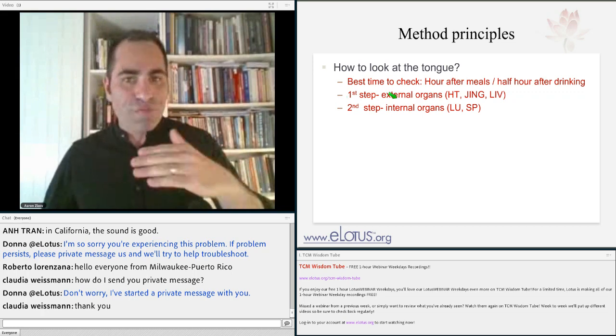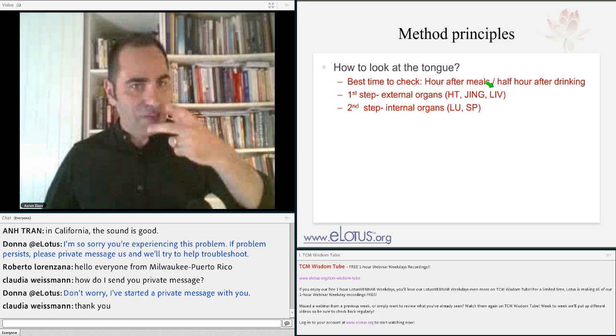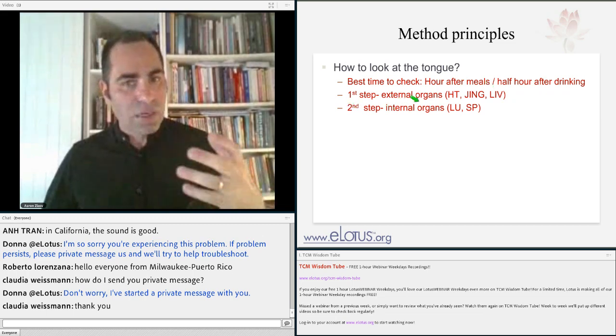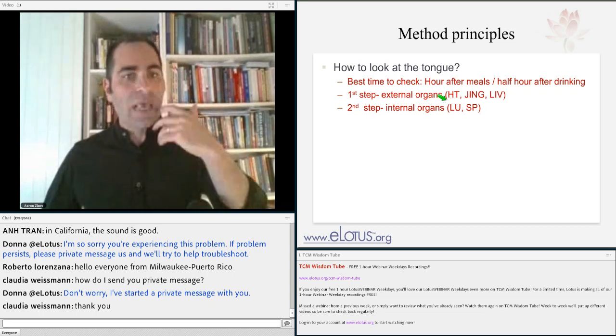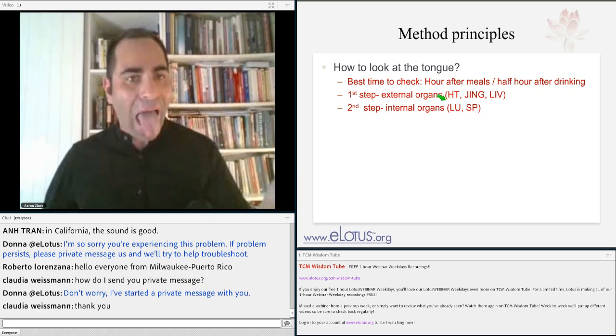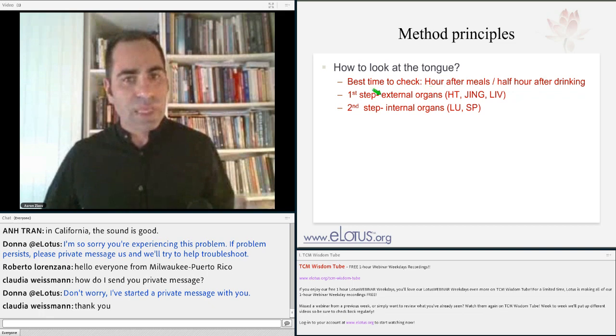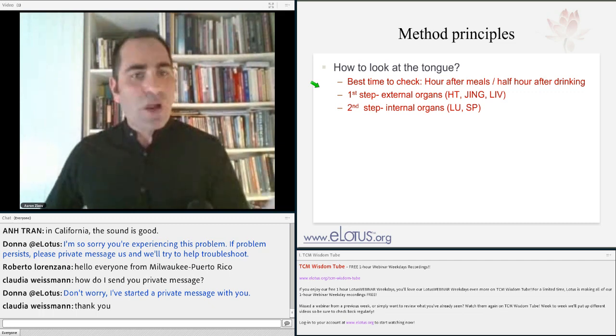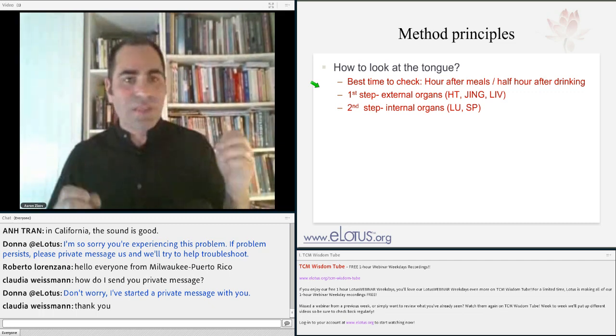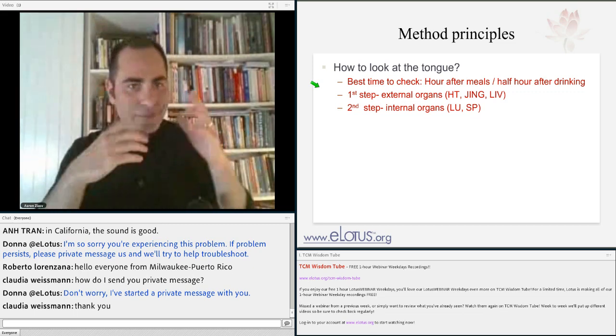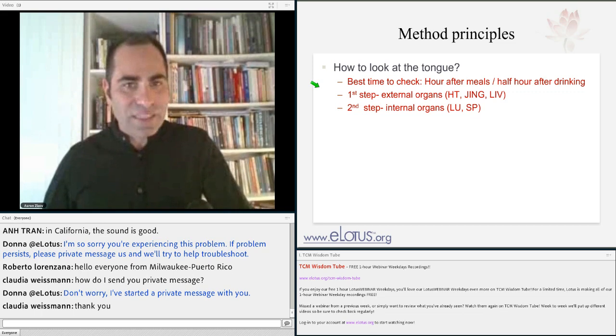On the first part, I can see the heart, the Jing, and the liver on the sides. On the second part, I can see the internal organs like lung and spleen, the whole tie-in. So take it out strongly, and then make it looser and see what's going on in the middle of that. Because if we don't give instructions, the patient can play with the tongue, and there are those who twist the tongue and make many kinds of funny tongues. So we need to give some instructions. Otherwise, we won't get a reliable diagnosis.